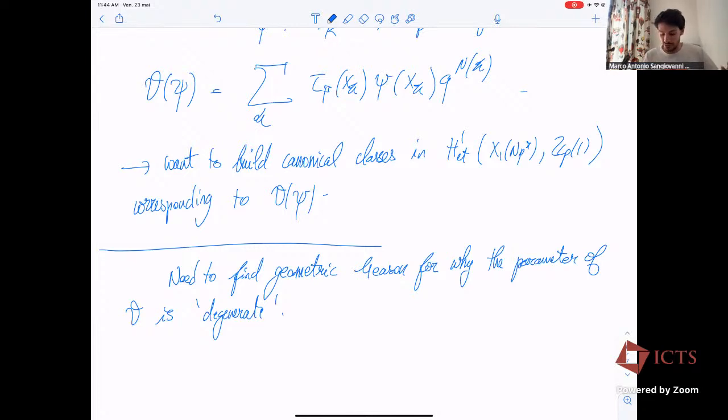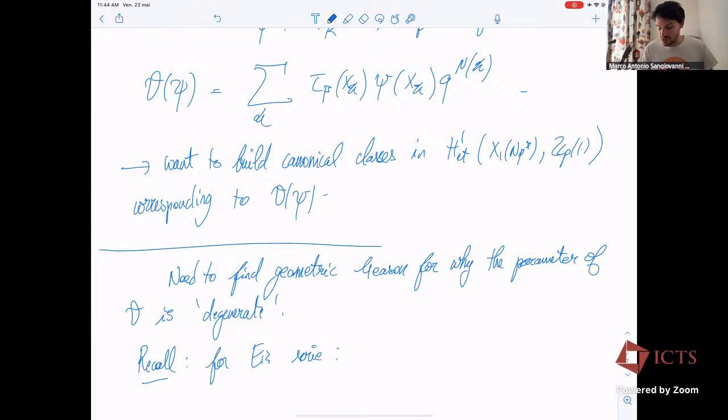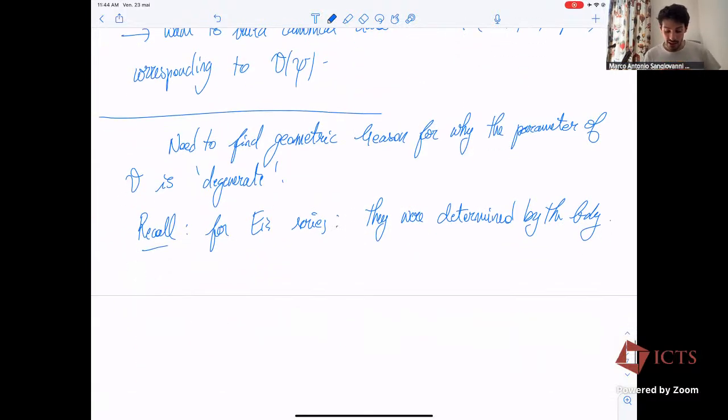So we saw, for example, recall for Eisenstein series, the reason is that they came from the boundary. They were determined by the boundary. Okay, and so now what is the analog of this reason for theta series? And the point is that they are CM forms.